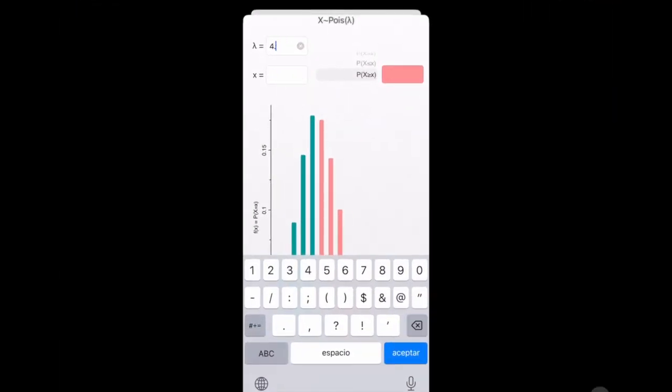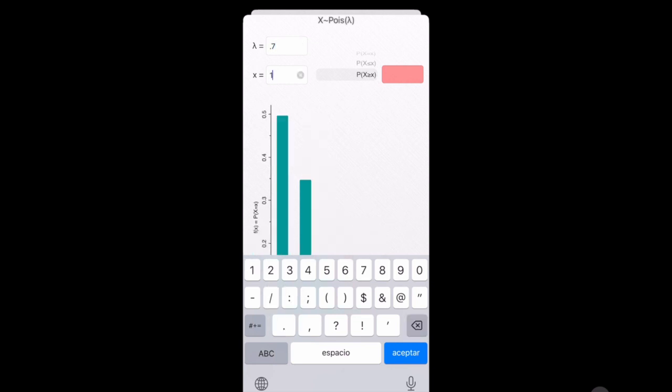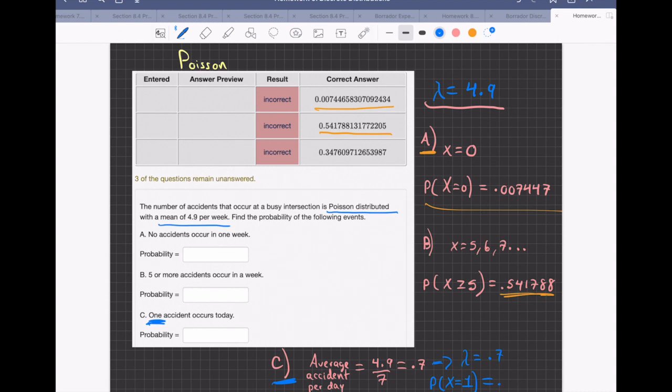So use these parameters, 0.7, 1, and the result is 0.347610. This is the answer, and you can observe this is the same as here.